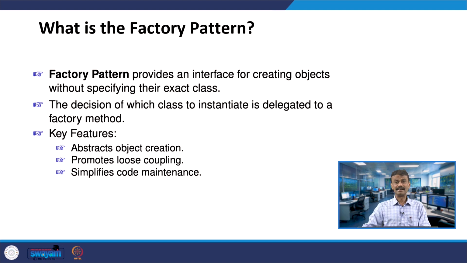Here, the decision of which class to instantiate: I assume that you have several classes, and in the factory pattern the decision of which class to instantiate is delegated to a factory method. The key feature is that it abstracts object creation. The factory pattern abstracts object creation, promotes loose coupling, and simplifies code maintenance. Loose coupling is nothing but looseness between the systems in programming.